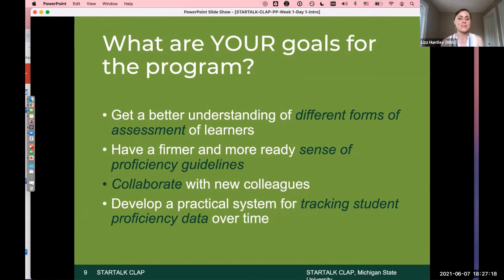Some of you also said you want to have a firmer and more ready sense of the proficiency guidelines. Most of us can probably name the guidelines and have a general sense of what they mean. But I know that I do not spend a lot of time thinking about my own students' proficiency level and exactly where they are and exactly where I want them to be. And so we hope that this program will give you some protected space to really reflect on those standard proficiency levels and utilize them for your own classes.